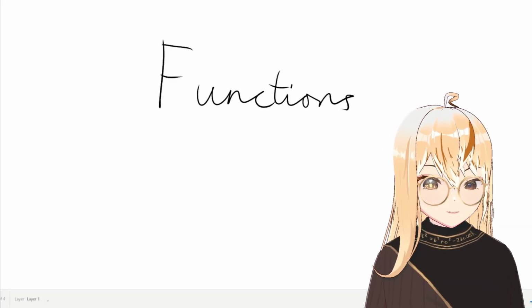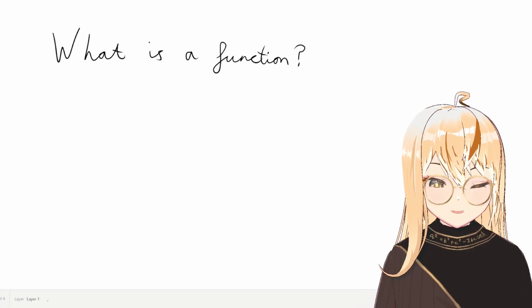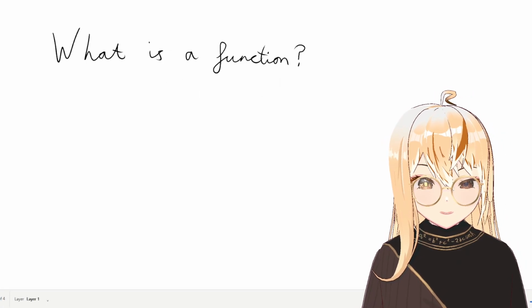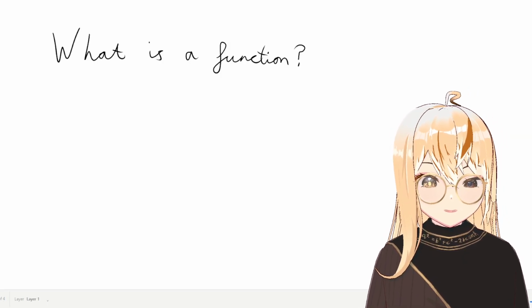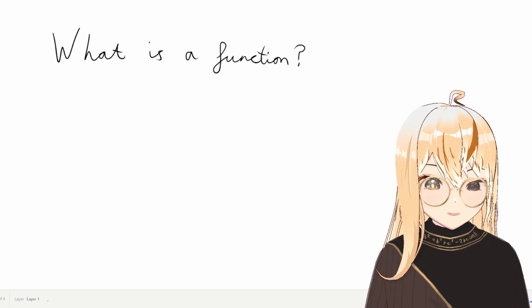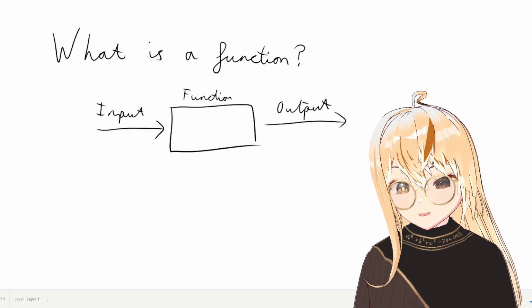So, what is a function? Well, a function is like a machine at a conveyor belt. You put something in, and then you get something out. And so a function is something that maps inputs to a single unique output. Something like this.